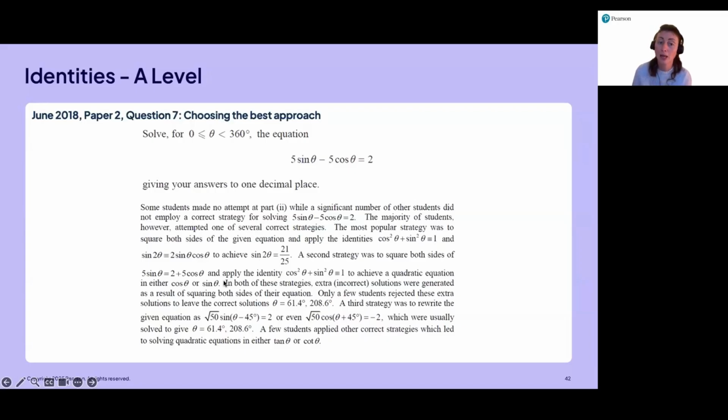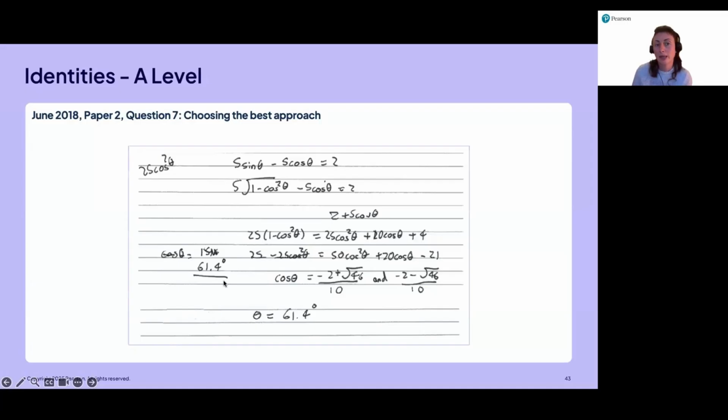A few students applied other correct strategies, which led to solving quadratics in either tan or cot. We mentioned that one as well. So here you can see this is an example of the squaring. They've actually done it, they've just rearranged the identity and then subbed it in, but with the square root sign. But it's the same idea. The problem with this one is they stopped after finding one solution. So they didn't do too badly, but they needed to find more solutions for the cos graph.